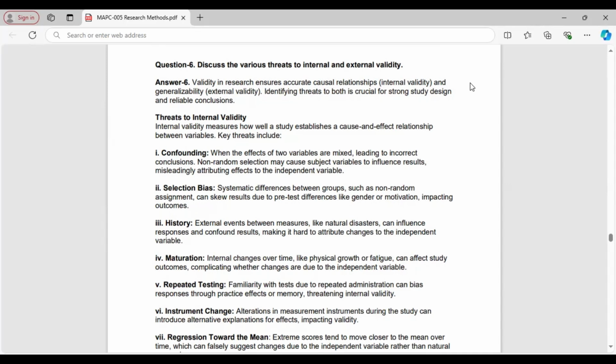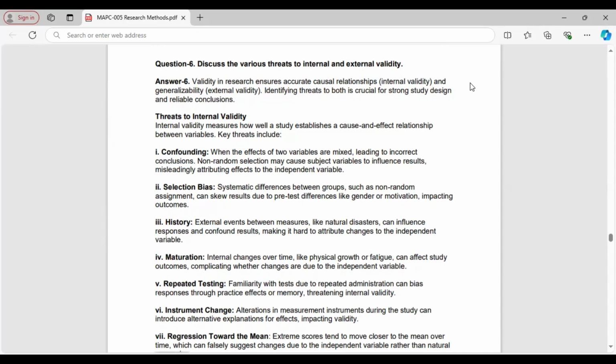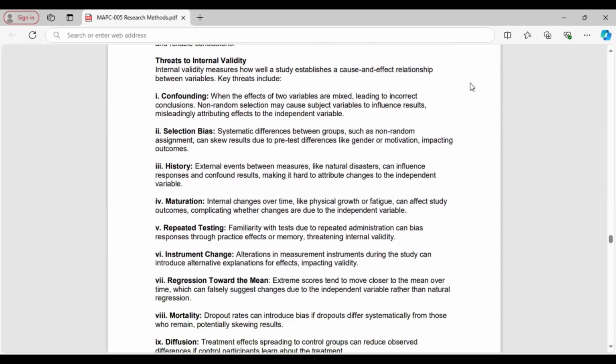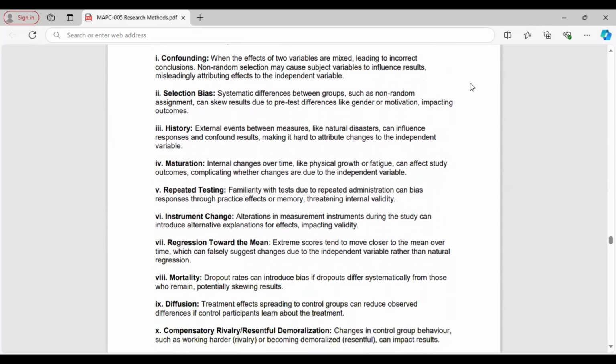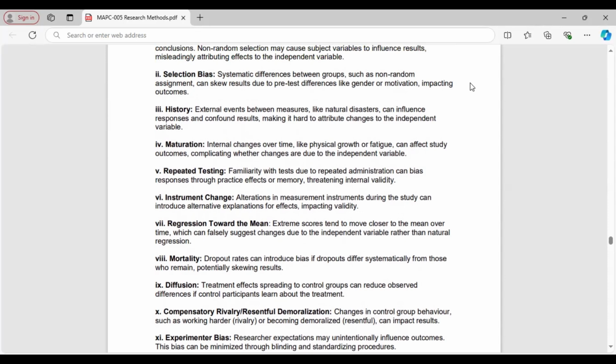Repeated testing, familiarity with the test can bias responses, thus threatening validity. Instrument change, changes in measurement tools can introduce alternative explanations for effects. Regression towards mean, extreme scores may move closer to the mean, falsely suggesting changes due to the independent variables. Mortality, dropout rates can bias results if dropouts differ systematically from the participants who remain. Diffusion, treatment effects spreading to control groups can reduce observed differences.